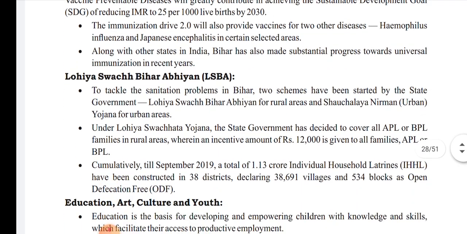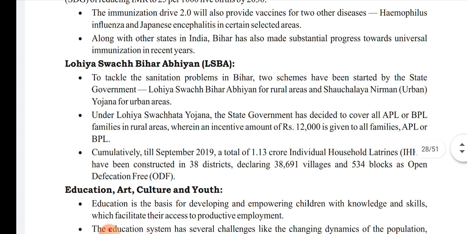Now, the next program under human development mentioned in the Economic Survey is Lohiya Swachh Bihar Abhiyan, and basically this tackles the sanitation problem in Bihar. This Lohiya Swachh Bihar Abhiyan for rural areas and Shauchalaya Nirman Yojana for urban areas is a very important program. And please have a look at this particular text.